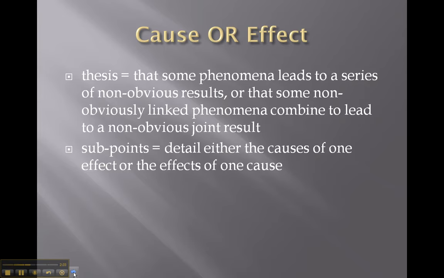Usually you're trying to say that the result wasn't obvious or that the cause wasn't obvious. So you're explaining, here's what the cause actually was, and these are the effects, or here's what the effect actually was, and these were the causes.